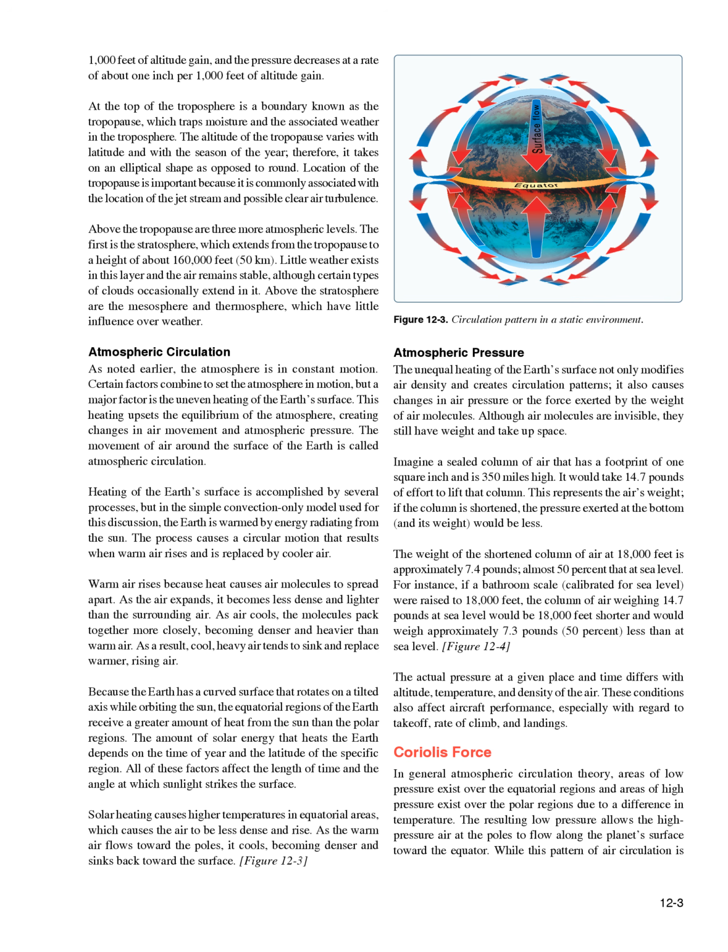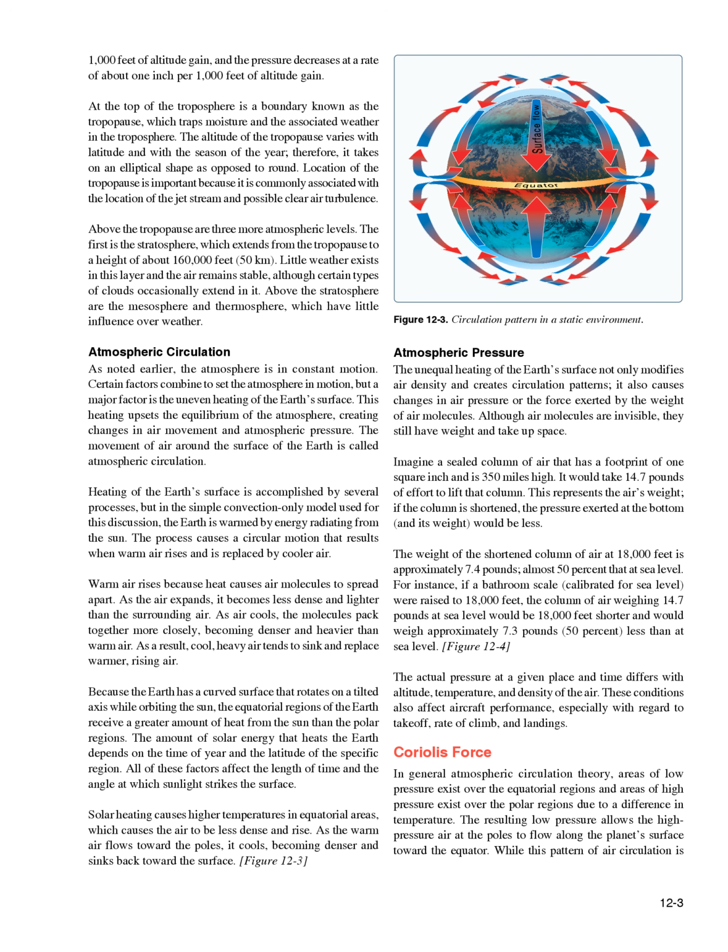If the column is shortened, the pressure exerted at the bottom, and its weight, would be less. The weight of the shortened column of air at 18,000 feet is approximately 7.4 pounds, almost 50% that at sea level. For instance, if a bathroom scale, calibrated for sea level, were raised to 18,000 feet, the column of air weighing 14.7 pounds at sea level would be 18,000 feet shorter, and would weigh approximately 7.3 pounds, 50% less than at sea level. Figure 12.4, the actual pressure at a given place and time differs with altitude, temperature, and density of the air. These conditions also affect aircraft performance, especially with regard to takeoff, rate of climb, and landings.